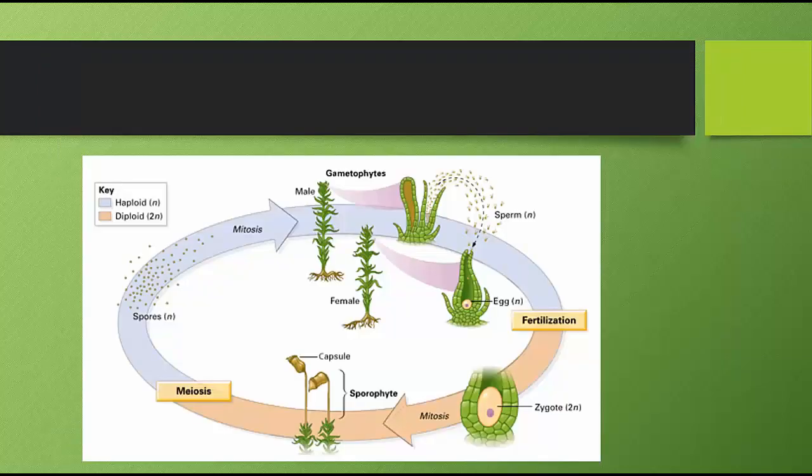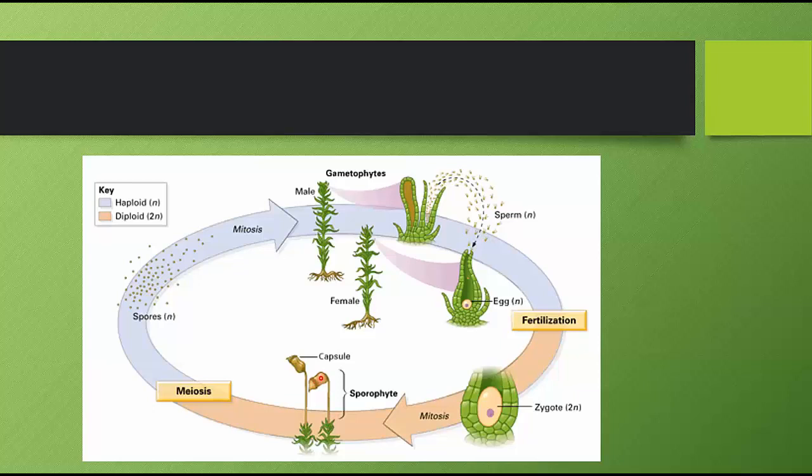Let's apply this to a moss. In moss, the big green thing you see is the gametophyte. It's haploid. It grew from a spore. It makes gametes, sperm and egg, via mitosis. They fuse together to make a zygote that grows into a sporophyte. Now, in a moss, the sporophyte is really small and it's completely dependent on the gametophyte for nutrition. It gets all of its sugars and water and things from that gametophyte.